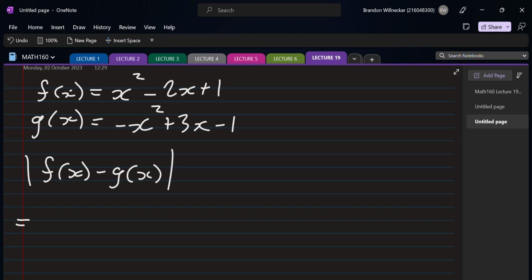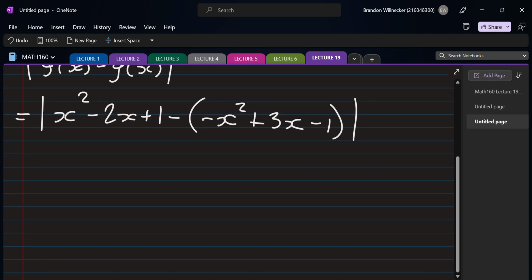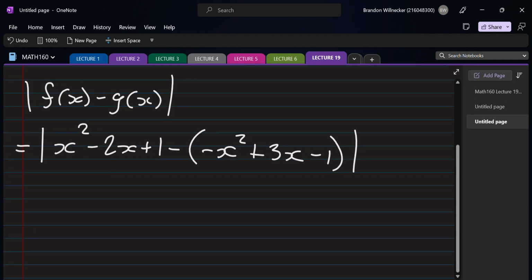Okay, so this is going to be the absolute value of f, so that's x squared minus 2x plus 1, minus g, that's minus x squared plus 3x minus 1, again in absolute values. Once we simplify this, we're going to have the absolute value of a quadratic, and then from that we can determine what we need.